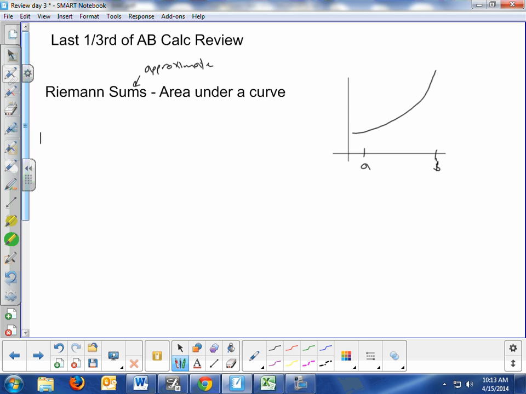First Riemann sum we talked about was a left Riemann sum. And what we did is we just summed all of our widths times what we call the left height.